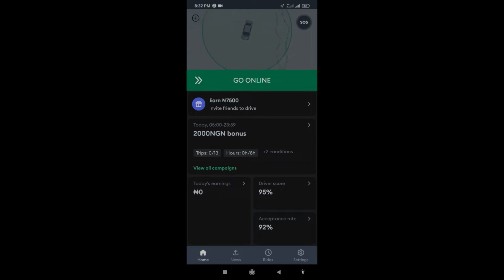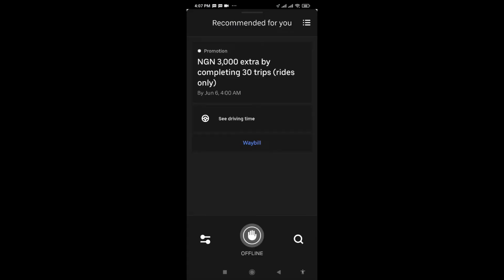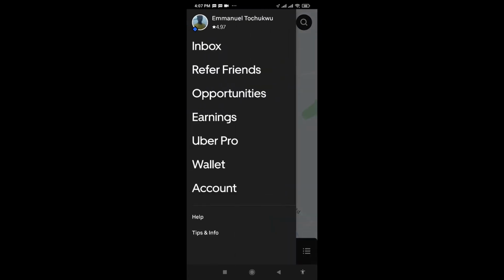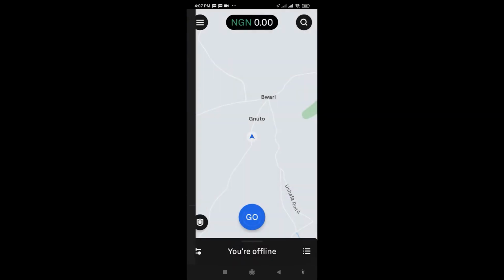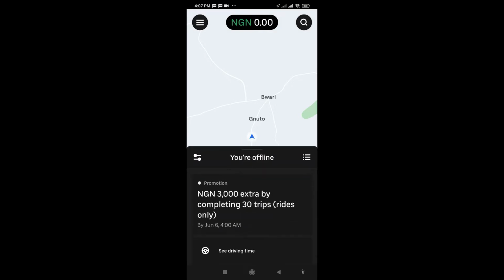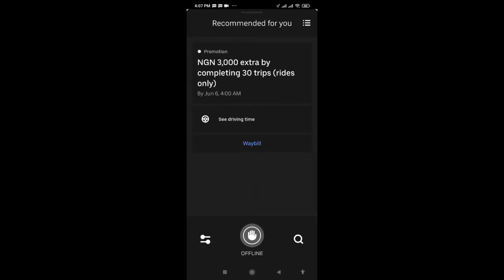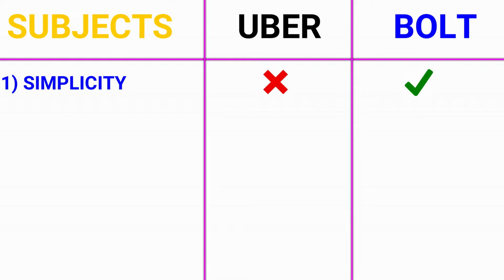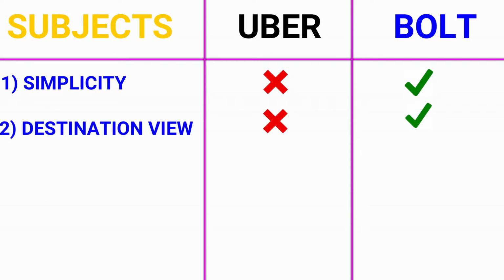However, Uber does not seem very simple. In my opinion or in my experience, it took me quite a while to fully understand the entire features of the Uber app. And that is only because it has more features than the Bolt app. So if we're talking about the subject of simplicity, I'll definitely give Bolt a thumbs up, however, not so much to the Uber app.